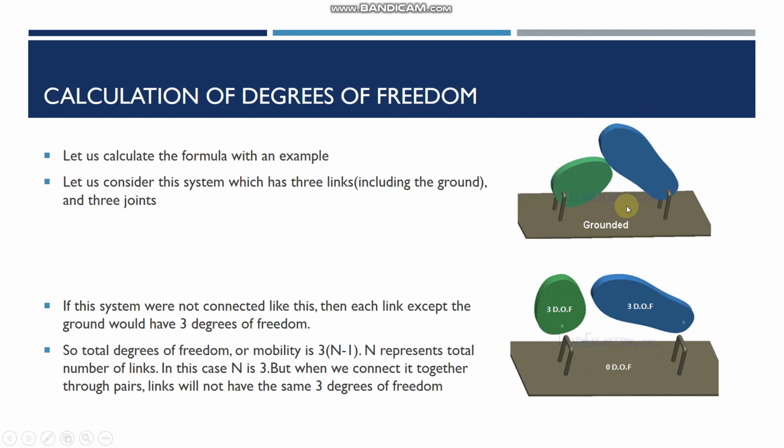So let us see. Let us assume that we have three links here: this green body, this blue body, and this ground. So initially, when they were not connected to each other, each body had 3 degrees of freedom. 3 because each could move in a plane, and as we said earlier, a rigid body in a plane has 3 degrees of freedom, but not the ground. The ground cannot move, so it has 0 degrees of freedom. So initially, when they were not connected to each other, the total degree of freedom or mobility was 3 times (n minus 1), where n is the total number of links, which is equal to 3 here.